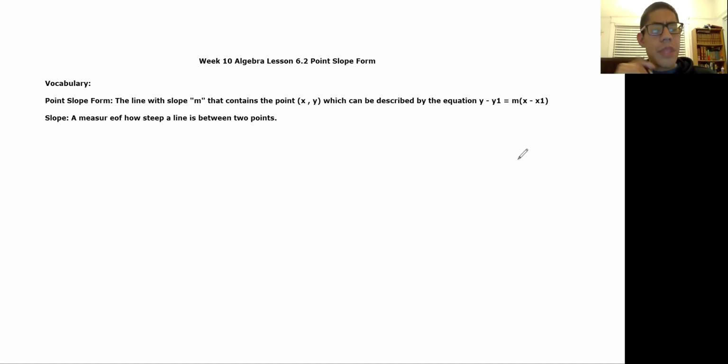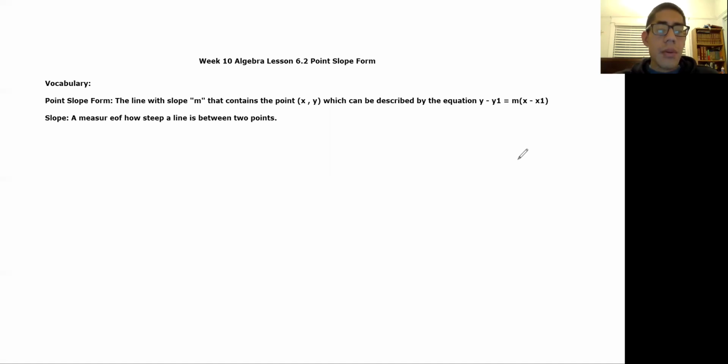We are on week 10 for Algebra lesson 6.2, point slope form. And here you have some of the vocabulary you're going to need to know this week. Point slope form, the definition of it is the line with slope m that contains point x and y, which can be described by the equation y minus y1 is equal to m times x minus x1.